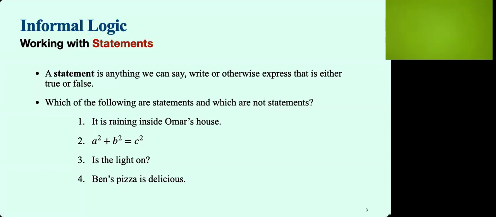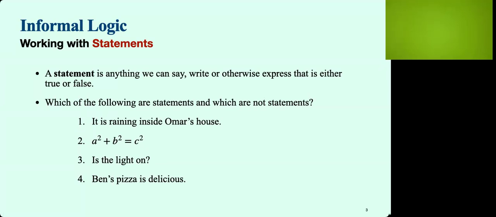The second example, a squared plus b squared equals c squared. That kind of sounds familiar. Have you heard of the Pythagorean theorem? Yes, well, it is an equation, but the Pythagorean theorem actually says that if A and B are two sides of a right triangle and C is the hypotenuse, then A squared plus B squared equals C squared.